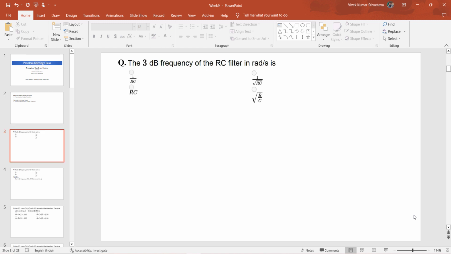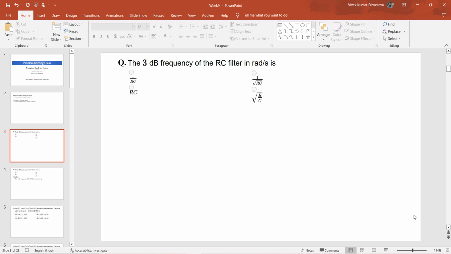So let us start. The first problem is: the 3 dB frequency of an RC filter in radian per second is. There are four options given to you. We have to find out what the 3 dB frequency will be. First of all, the 3 dB frequency is nothing but the cutoff frequency of the filter.